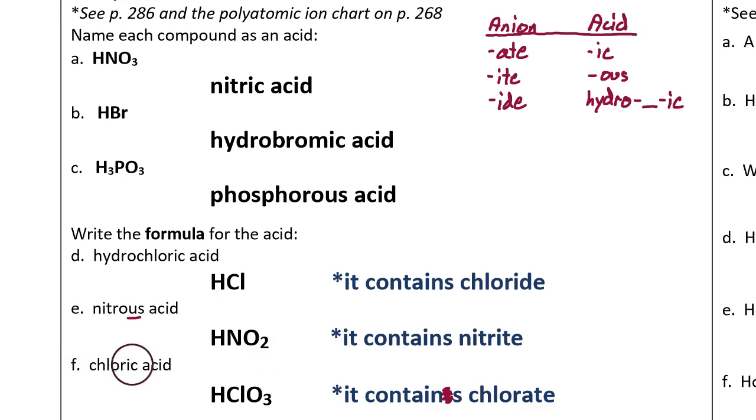Question F, chloric acid. This acid ends in ic. It's this first rule. So we're looking for an anion that's like the word chloric, but instead it ends in ate. Well, that would be chlorate. So we write HClO3. ClO3 is the symbols for chlorate on page 268.